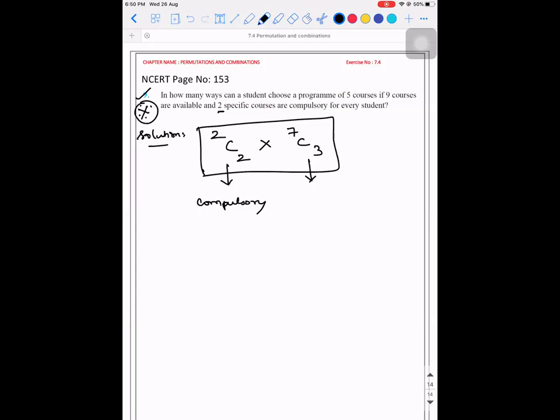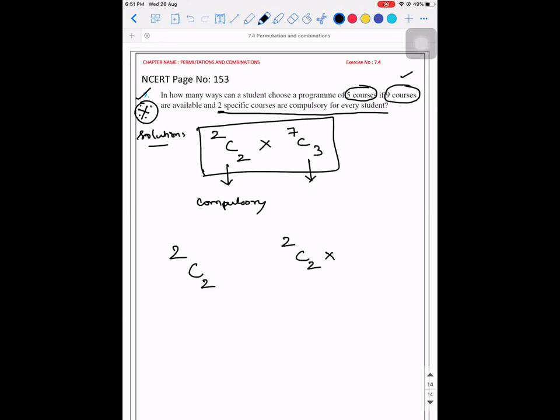Listen to me. Whenever you see a condition, the condition should be first satisfied. Here, what is the condition saying? You have 2 compulsory courses, and every student has to choose those 2. Suppose you are the student. I am giving you 9 subjects available, out of which I'm saying English and French are compulsory. You have to choose them. How will you choose English and French out of the 9 subjects that are available? You will do it only in one way, because I'm imposing that condition on you. So I have 2 courses in my hand from which you need to choose 2.